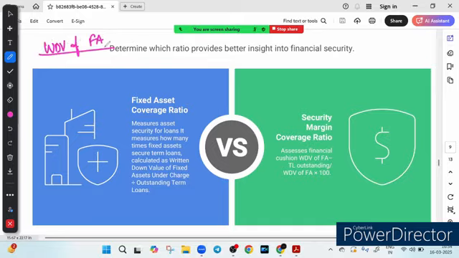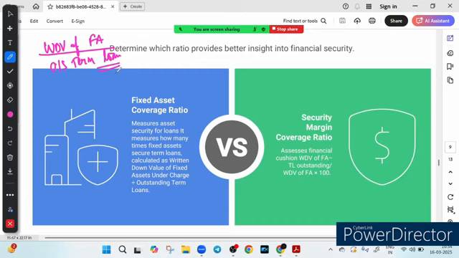What is the written down value of the fixed asset? There is something called written down value, right? And you divide it by the outstanding term loan. Obviously, on that fixed asset you have taken a loan. So whatever outstanding term loan is there, you divide it by that. So basically it tells you how many times fixed asset can cover outstanding term loan, right? So if this ratio is higher, it means strong asset backing, means loans are well secured.